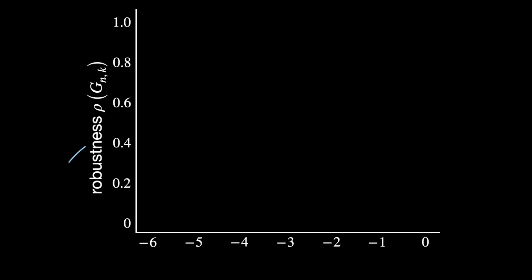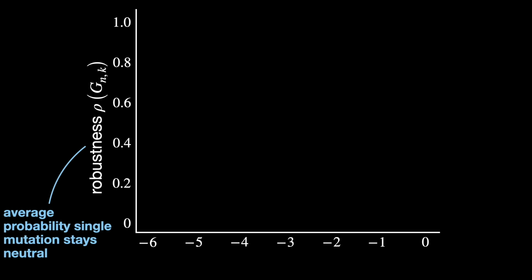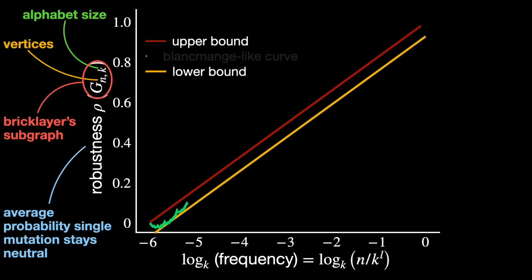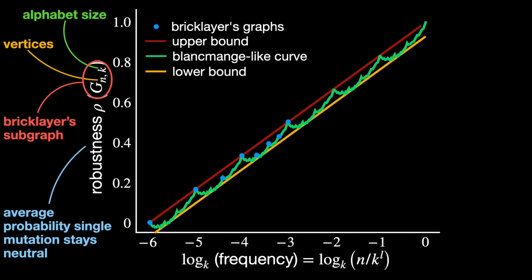What happens if we calculate the phenotype robustness, rho of G and K, so the average probability that a single mutation stays neutral for a phenotype, across the bricklayer subgraph G and K, with alphabet size K and N vertices, and then plot it against the normalized frequency of genotype, given by the logarithm in base K of N over K to the power of L. This plot shows how robustness evolves as we add vertices one by one to the bricklayer's graph, and the surprising result is that the curve follows a fractal, the Blancmange-like function, squeezed between the upper and lower bounds.